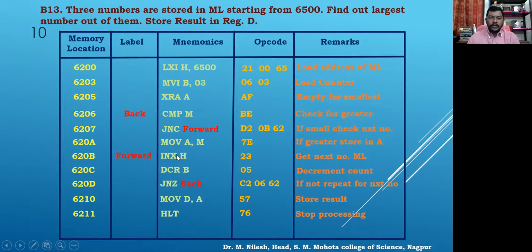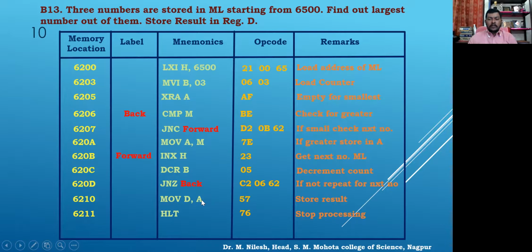Then at this point, we will increment for the next number. Then we will decrement the count by 1. One number has been checked. For the second number, it will load again, compare, and then the third number, and accordingly it will proceed. And then it will come out of the loop, and the result is going to be stored in the accumulator.